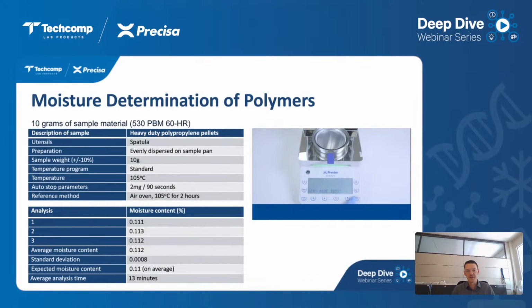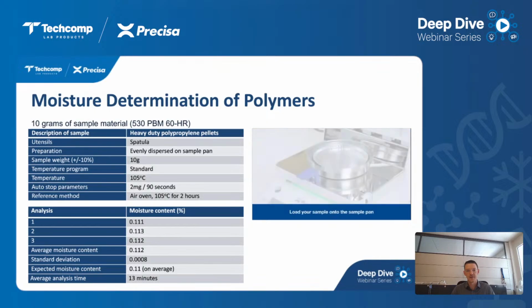Here you can select the heat mode. There are 3 different heat modes: smooth, standard, and boost. And we go here with the standard. The temperature is being set to 105 degrees, and the auto stop criteria is being set to 2 milligrams per 90 seconds. The method can be saved so that you can reload it at a later point of time if the analysis is being reused. You can name it accordingly to easily recognize it.